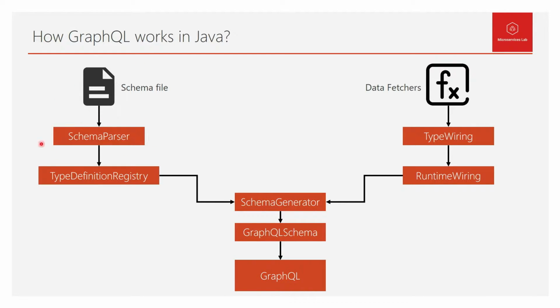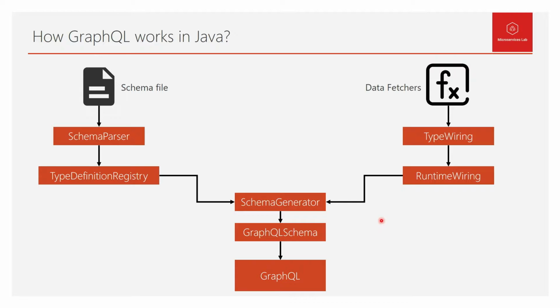The schema parser class is provided by the GraphQL Java API. We create an object of schema parser class to parse the schema file. After parsing, we get an instance of type definition registry. This instance is an in-memory representation of this schema file.